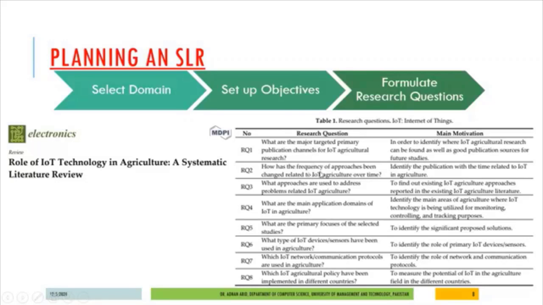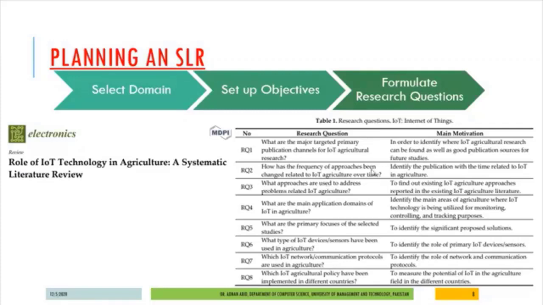How has the frequency of approaches changed related to IoT agriculture over time? So the number of articles being produced in this area in good quality research venues is again very important, as we can see that in recent years, the last 5 to 7 years, there is a growing trend in setting up solutions using IoT in several different domains. So agriculture is again one of those areas which are being influenced by the developments in IoT. So that's the idea for this research question.